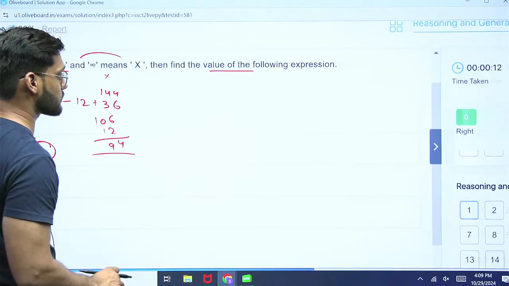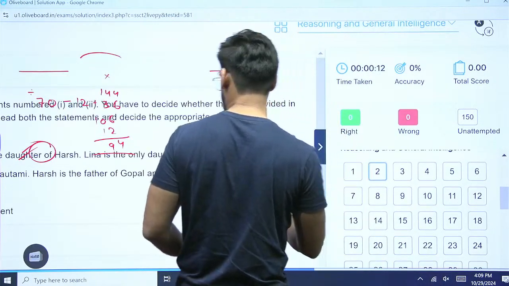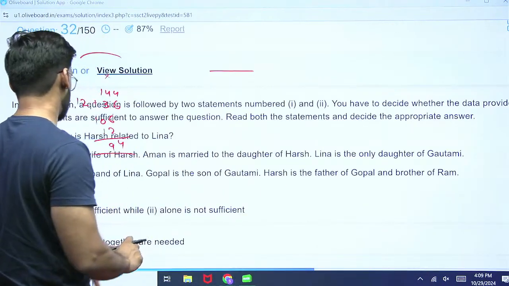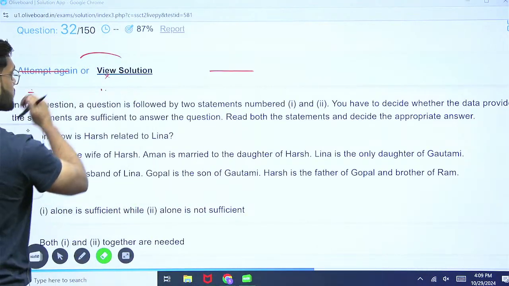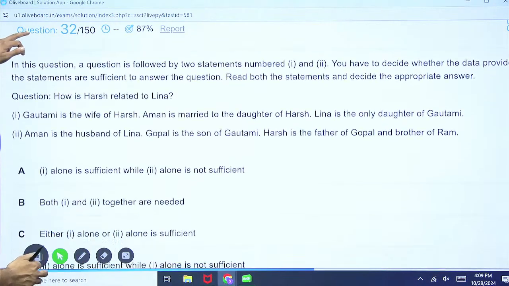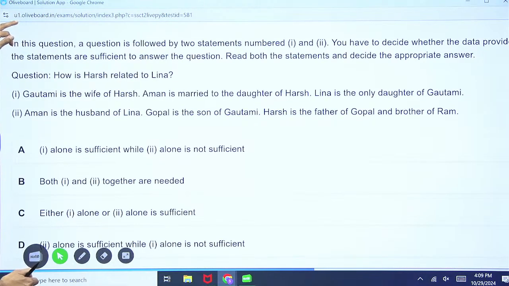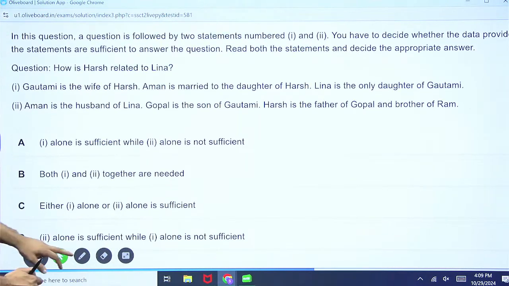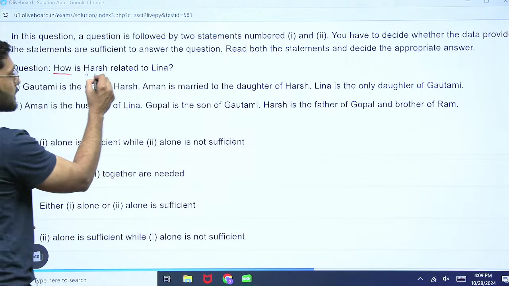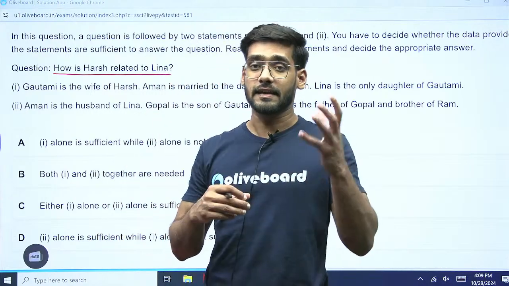Let's see what the next question on our screen is. Second question. In the second question, we have a question from data sufficiency. We have two statements followed by some options. The question is, how is Harsh related to Leena? We need to find out the relation of Harsh to Leena.